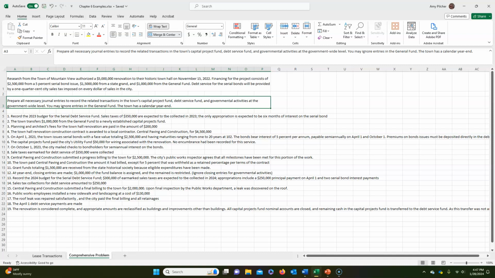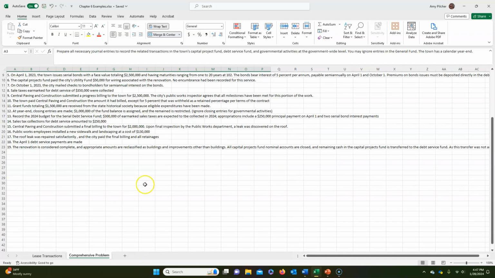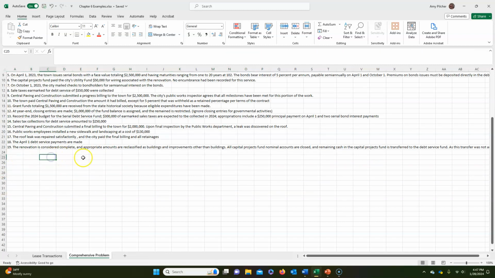We also have a government grant. And so we have a series of entries, and this video is going to only be journal entries. That's what we're looking at. But we're looking at those journal entries in the debt service fund, the capital projects fund, and the governmental activities. So what we're going to do is we're going to separate these out.